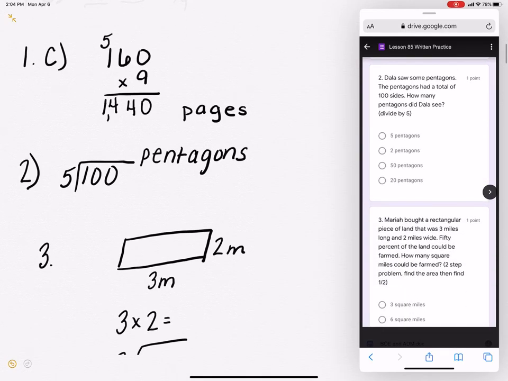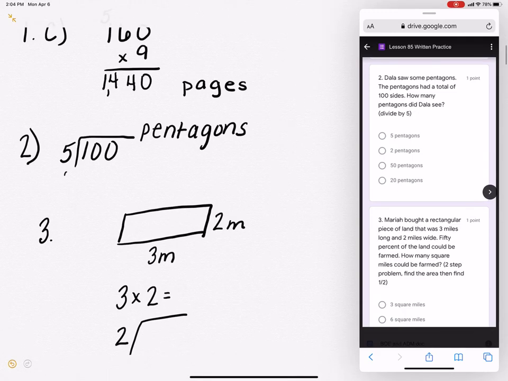Number 2. Dala saw some pentagons. The pentagons had a total of 100 sides. How many pentagons did Dala see? So to find this answer, you divide by 5 because pentagons have 5 sides. If she saw 100 sides, then we need to divide by the number of sides a pentagon has. 5 will not go into 1. You cannot fit 5 cars in a 1-car garage.